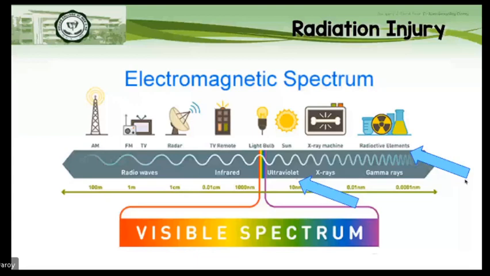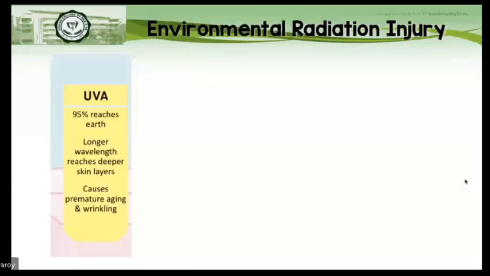The first type is the UVA. This accounts for 95% of the radiation that reaches the Earth's surface. It is the longest wavelength and it reaches into the deeper layers of the skin, with about 20 to 30% reaching the deep dermis. With the longest wavelength among the three, it has the least energy, thus, it has the least harmful type of reaction.